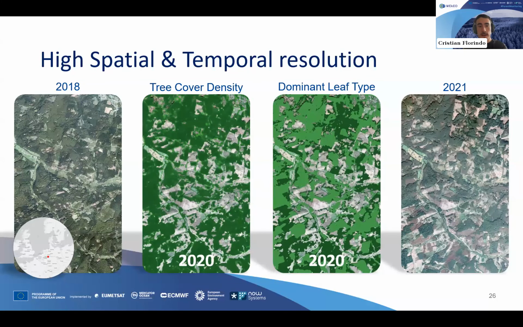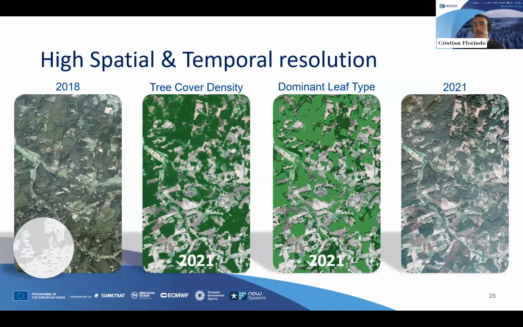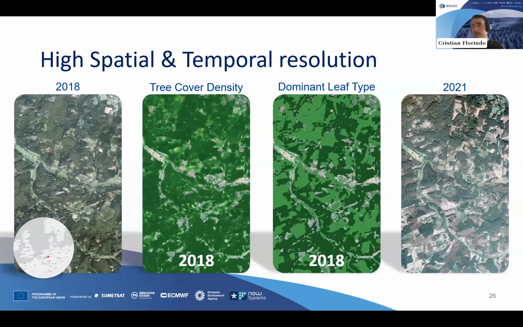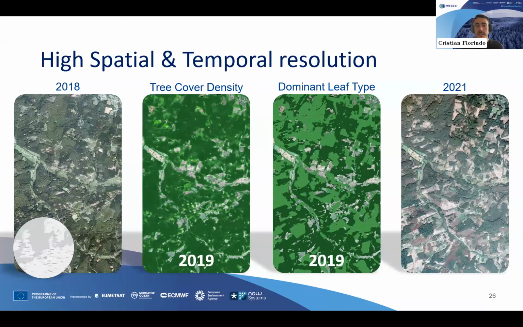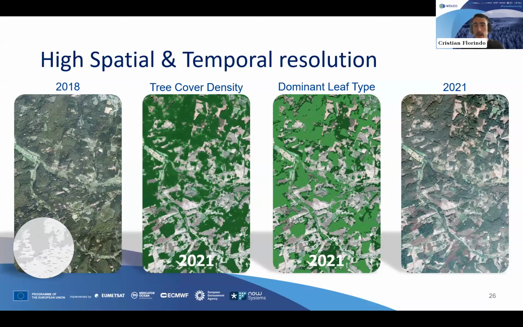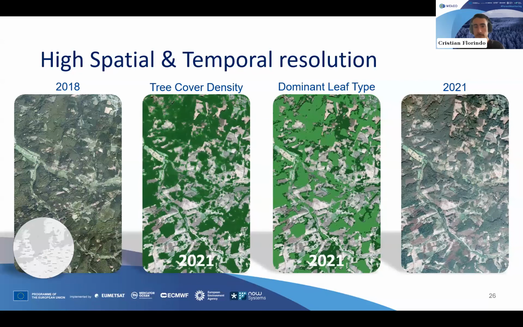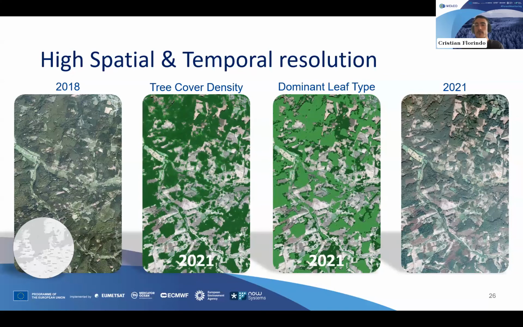That was an animation that compares these two variables, the tree cover density and the dominant leaf type, comparing 2 years, 2018 to 2021. In the animation in the center, you can see how it's changing year to year. This is a good example of how tree cover density can be used, for instance, to assess deforestation or even land cover change. So you can see how it drastically changes in that particular parcel from one year to the other.